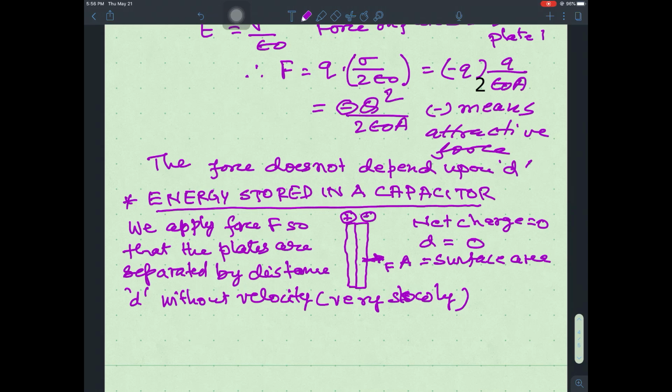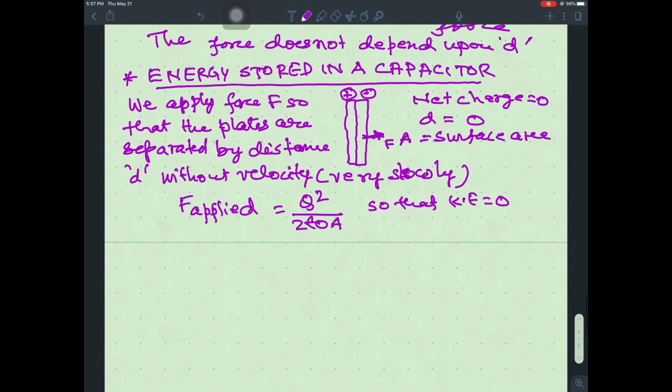Now in this situation, in order to obtain this condition, the applied force must be equal to the attractive force between the plates. So F applied is equal to Q square by 2 epsilon naught A. And when the velocity is 0, the kinetic energy is 0, so that energy is not wasted in some other form.